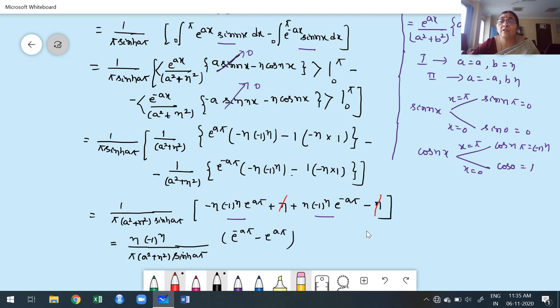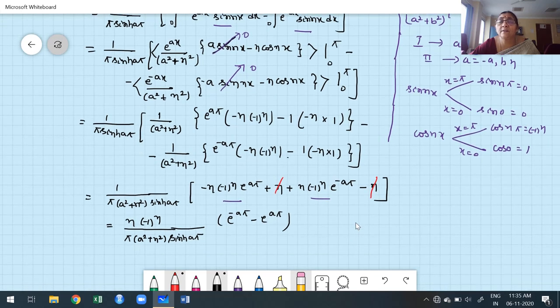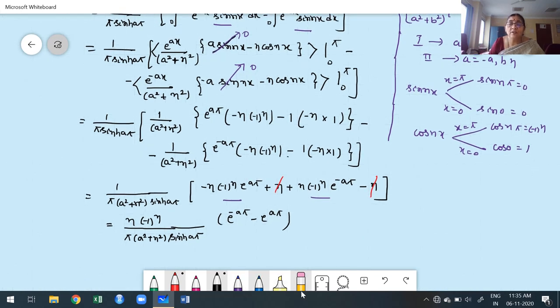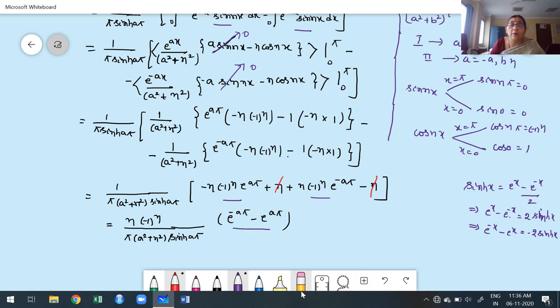In the next step, just now we know what sine hyperbolic x is. Just a few minutes before, sine hyperbolic x is nothing but e power of x minus e power of minus x divided by 2. That implies e power of x minus e power of minus x is 2 sine hyperbolic x. This implies e power of minus x minus e power of x, suppose you multiply it by a minus sign, this becomes plus, this becomes minus, is nothing but minus 2 times sine hyperbolic of x. Now this is in the form of this.